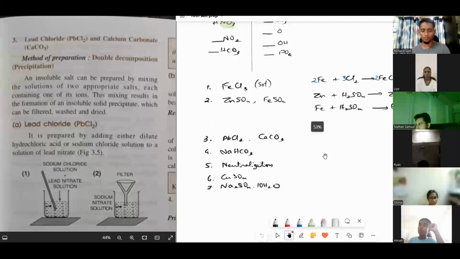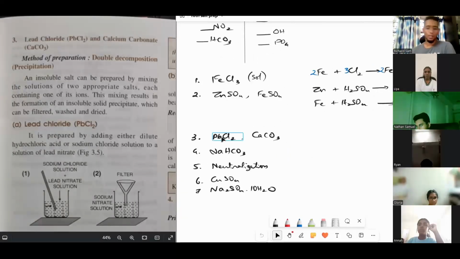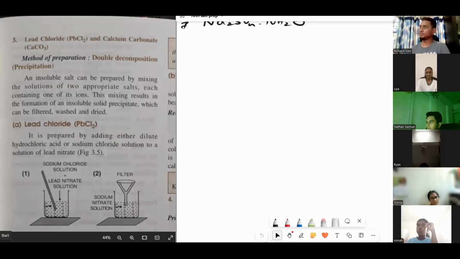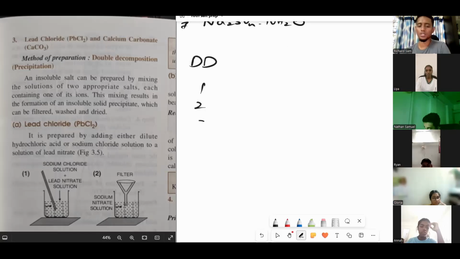The third one. What's the third? PbCl2 and PbCO3, lead chloride and lead carbonate. So the method of preparation is double decomposition. Okay. See, in double decomposition also there are different types. Double decomposition has many different types. What are the different types of double decomposition reaction? Double decomposition has 4 types.